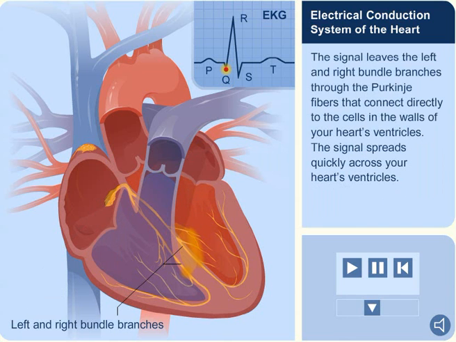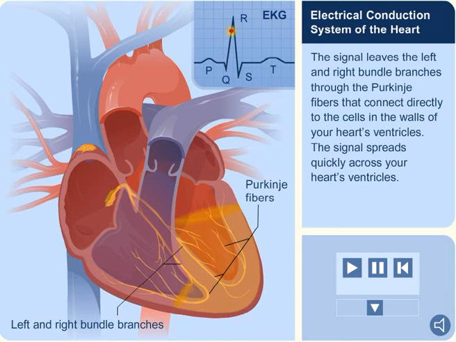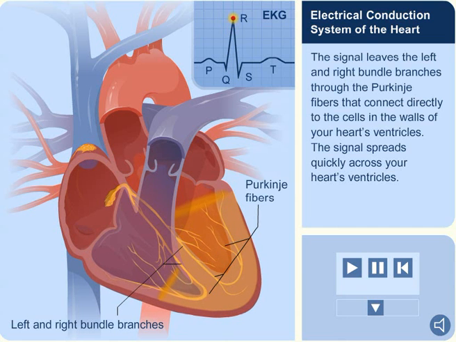The signal leaves the left and right bundle branches through the Purkinje fibers that connect directly to the cells in the walls of your heart's ventricles. The signal spreads quickly across your heart's ventricles.